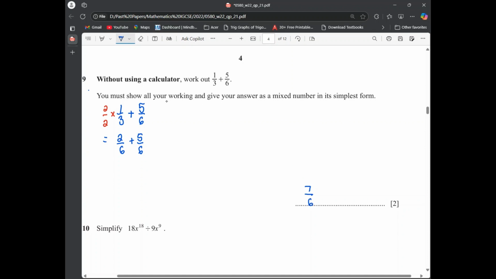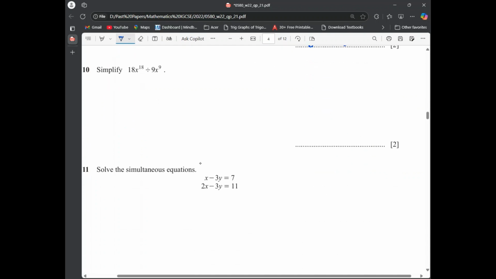Now, sorry, that's not the final answer. I'm just reading something here. You must show all your working and give your answers as a mixed number in its simplest form. How many times does 6 go into 7? It goes once. What's the remainder? It's 1 over 6. So this is the final answer. Are they going to penalize you for writing 7 over 6? A big yes. The examiners will penalize you because the instructions clearly state a mixed number.